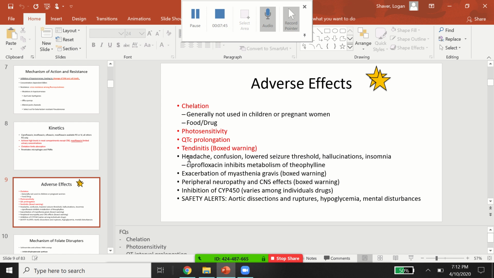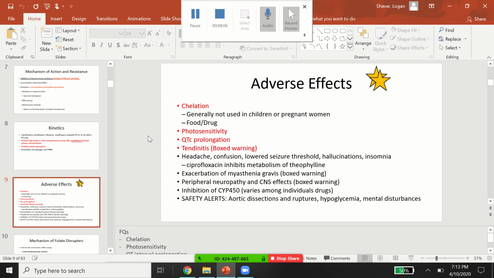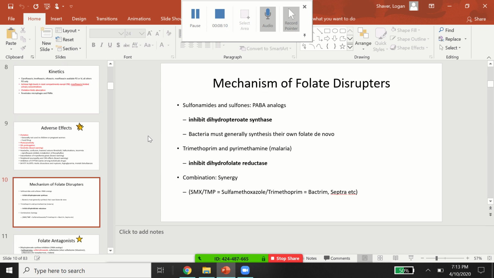And then QTc prolongation, which just means prolongation of that particular interval of the heart rhythm, I guess you would say. And then tendinitis, that's also important to know, and it's with fluoroquinolones, not tetracycline. That's pretty specific to fluoroquinolones. But yeah, make sure you know everything in red.